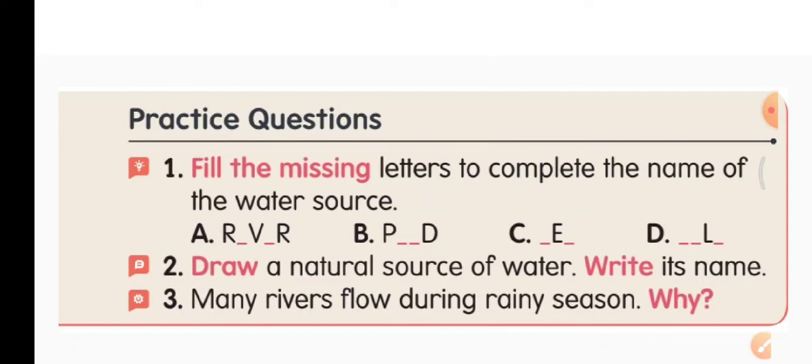Second question, draw a natural source of water. Write its name. So in your classwork notebook, your EVS notebook, draw one pond or a river or a sea and write its name, color it, write its heading. Third one, many rivers flow during the rainy season. Why? Most of the rivers, especially in the southern region, get their water from the rain. So in rainy season, when it rains heavily, water gets filled in the rivers. So many rivers flow during the rainy season, right?